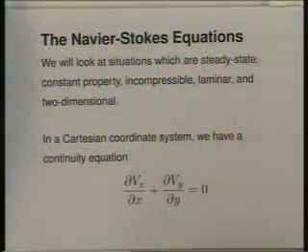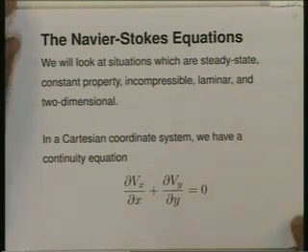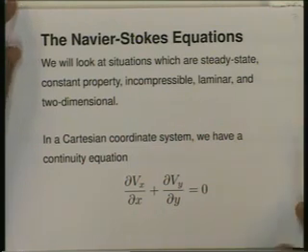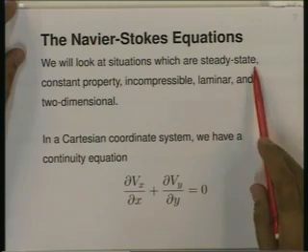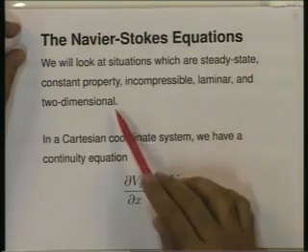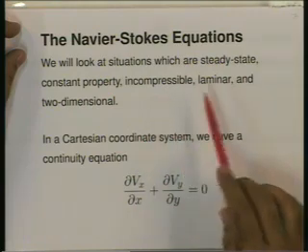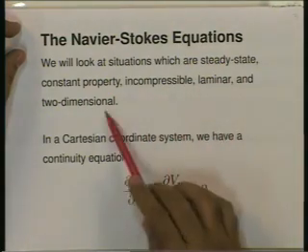We will quickly look at some simple versions of the Navier-Stokes equations. We will assume that apart from the fluid being Newtonian, that is, Stokes relations are assumed to be applicable, we will look at situations which are steady state, constant property, incompressible, laminar, and two-dimensional.